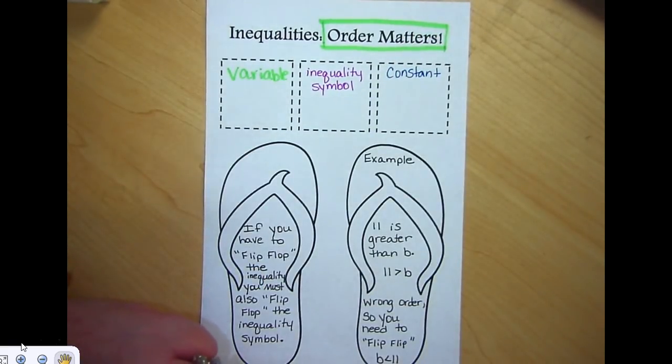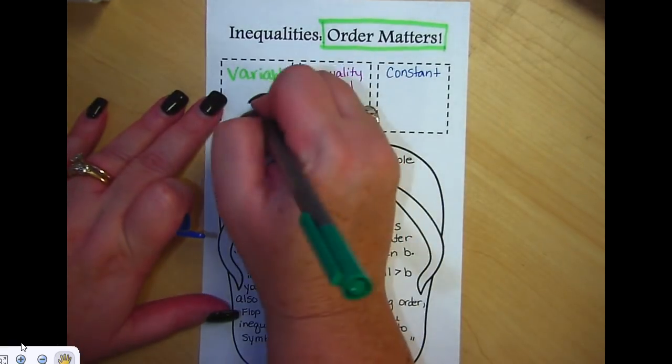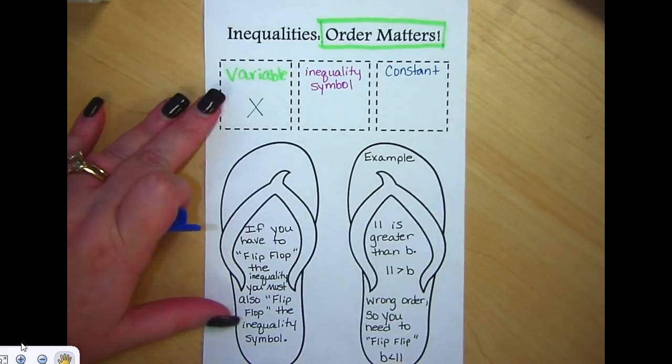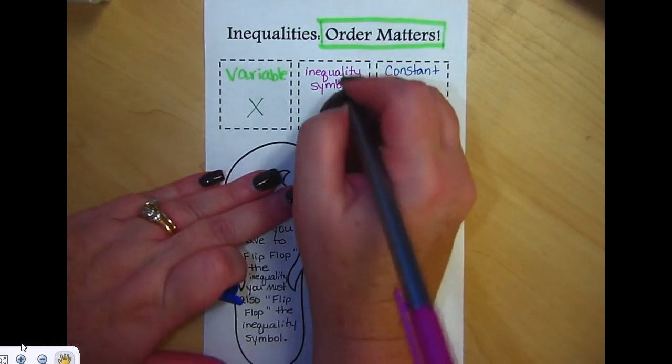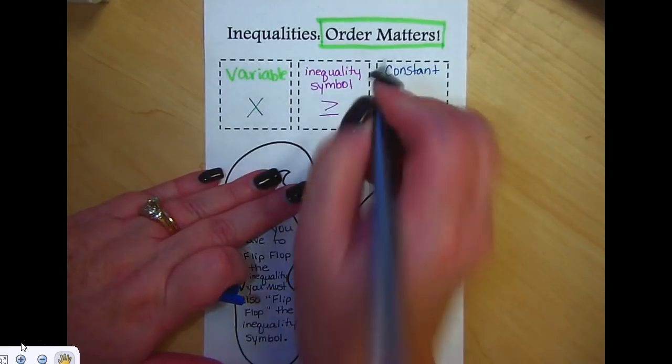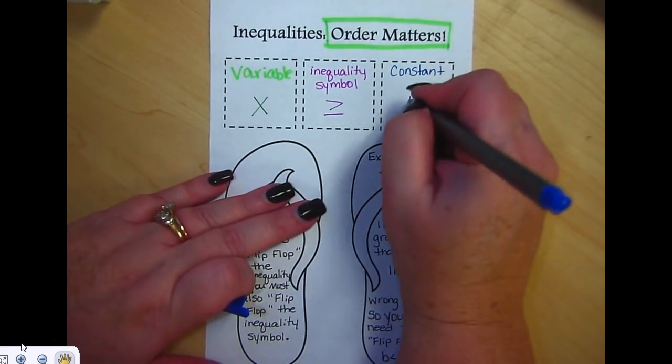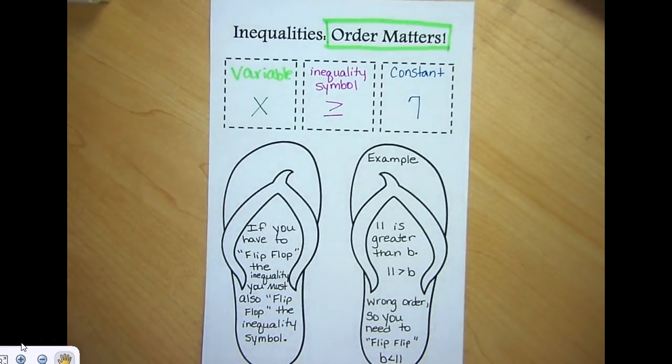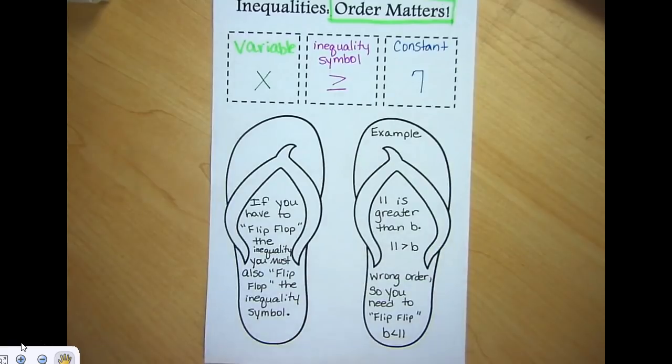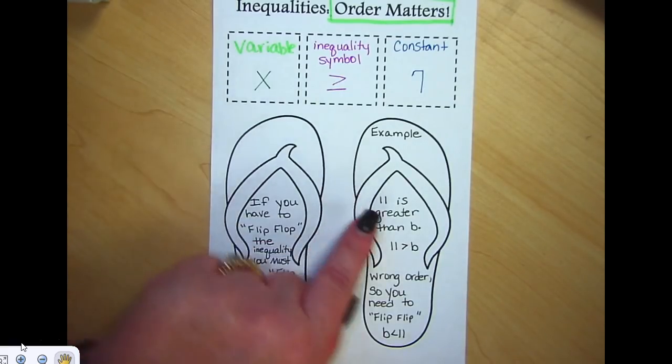So, for example, you have to have x, your variable, and then, for example, greater than or equal to, and your constant might be 7. Whenever you solve an inequality, at the end you always have to make sure that your answer is variable, inequality symbol, and constant. So, what we need to think about is if you have to flip-flop the inequality, you must also flip-flop the inequality symbol.